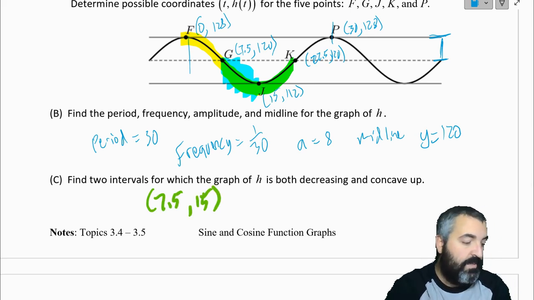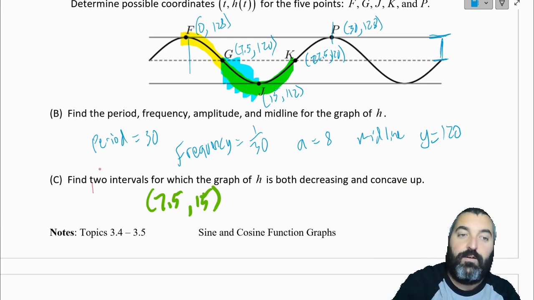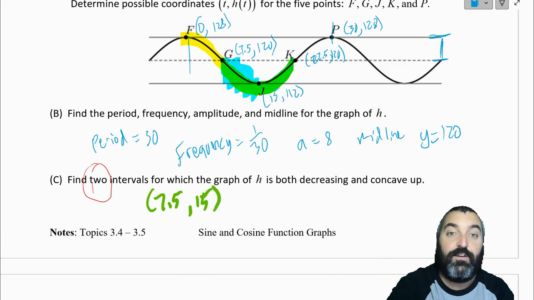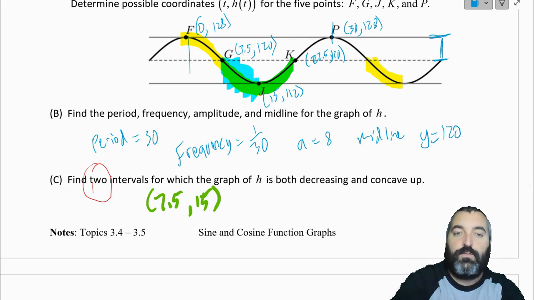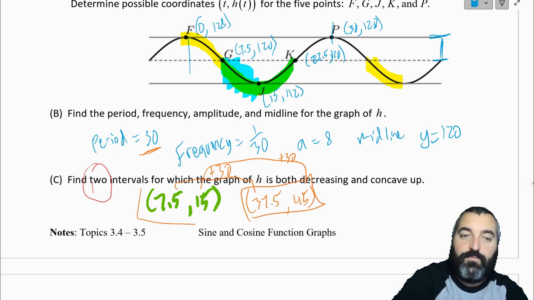But the problem is that's only one interval. This is testing us on our understanding of periodic because we need a second interval. We don't have a second interval on this graph. We technically know it's going to be right here. Instead of trying to figure out what those points are, all we have to know is our period. So we're going to add 30. So we're going to say 37.5 and then add 30 here. And guess what? We just came up with a second interval.